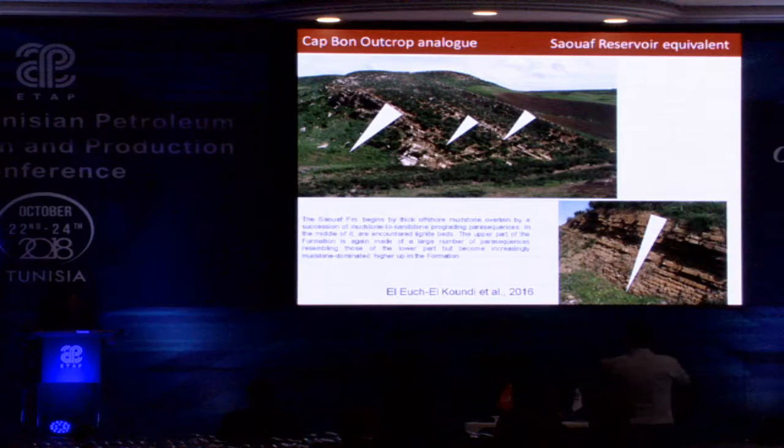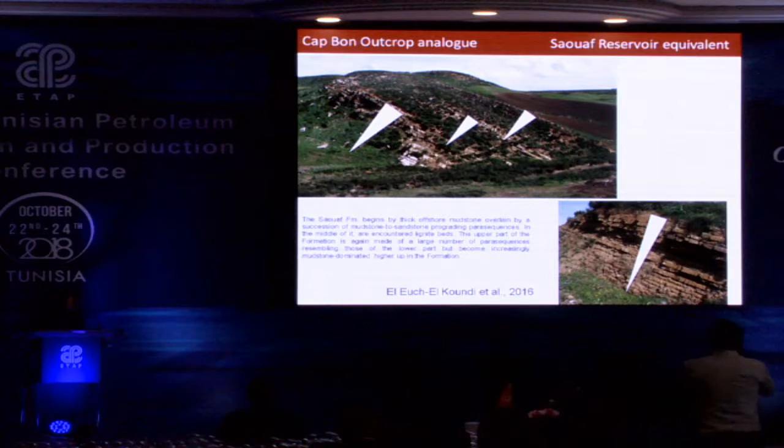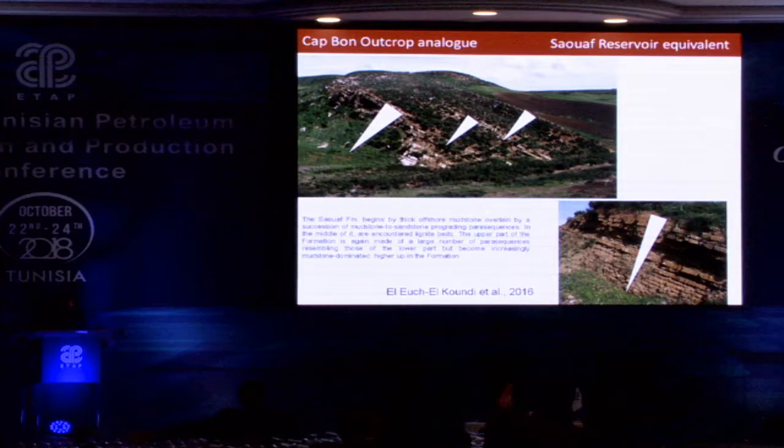For the Saweh formation in the Jebel Abdurrahman area, we see here essentially a prograding sequence. The Saweh formation begins with thick offshore mudstones overlain by a succession of mudstone to sandstone prograding parasequences. In the middle of it, lignite beds are encountered. The upper part of the formation is again made of a large number of parasequences resembling those of the lower part.